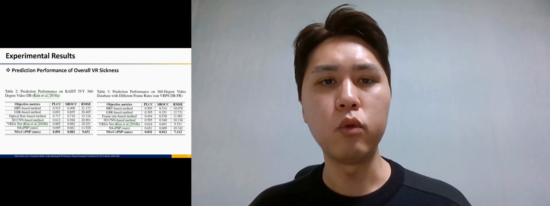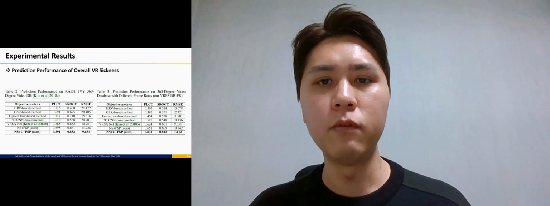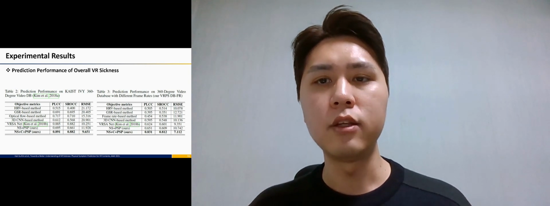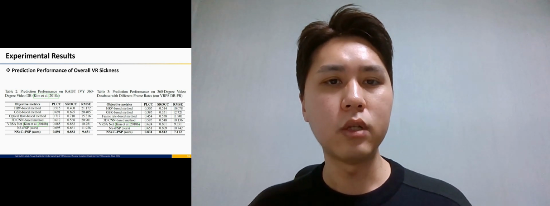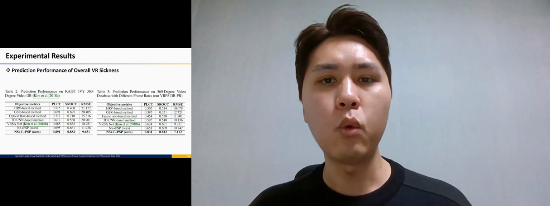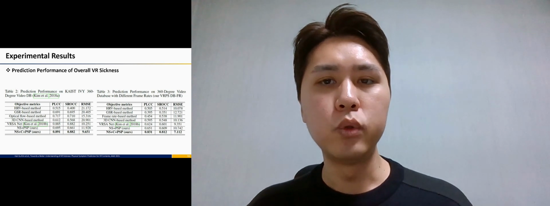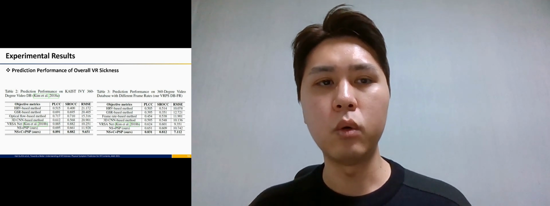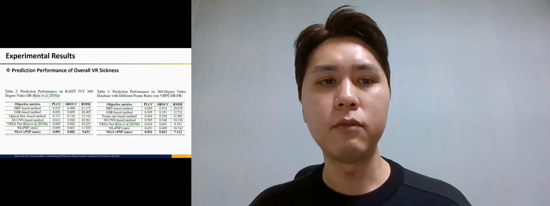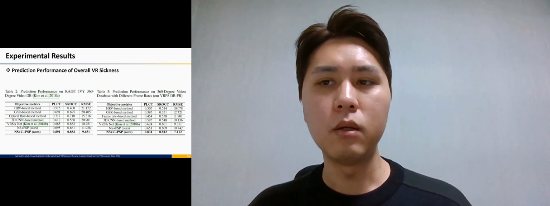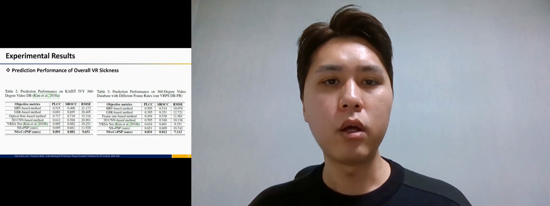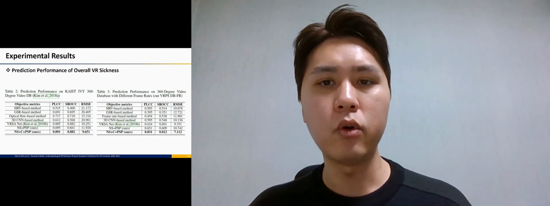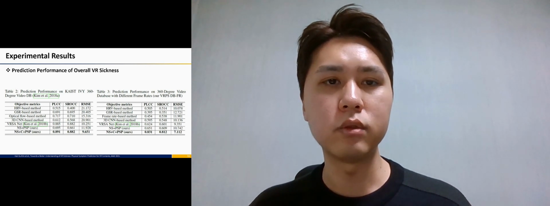Finally, Tables 2 and 3 show the prediction performance for overall VR sickness on 2 different VR sickness benchmark databases. Even one of the recent works, VRSA Net, could not work on our new databases because the characteristic of our databases is different from the publicly available databases. However, our model achieved the highest correlation with the human ratings on both benchmark datasets with different characteristics.